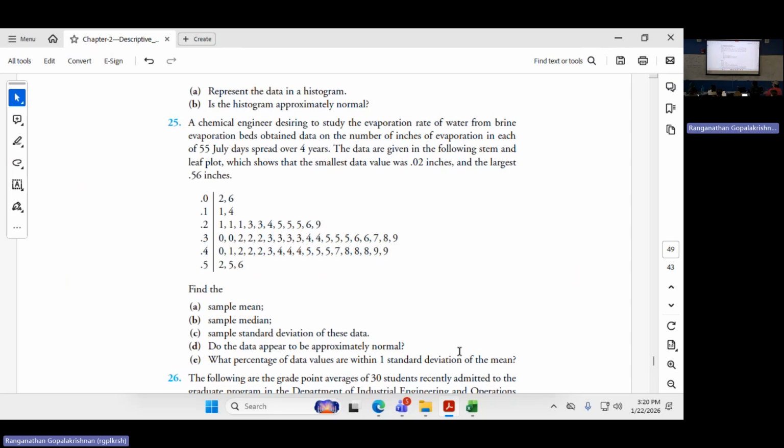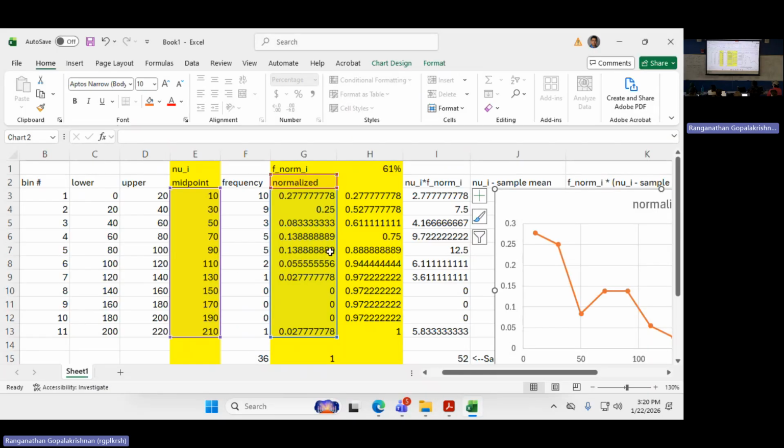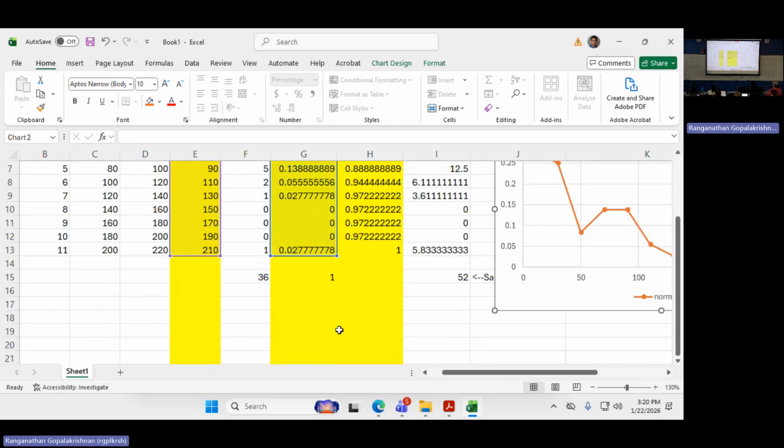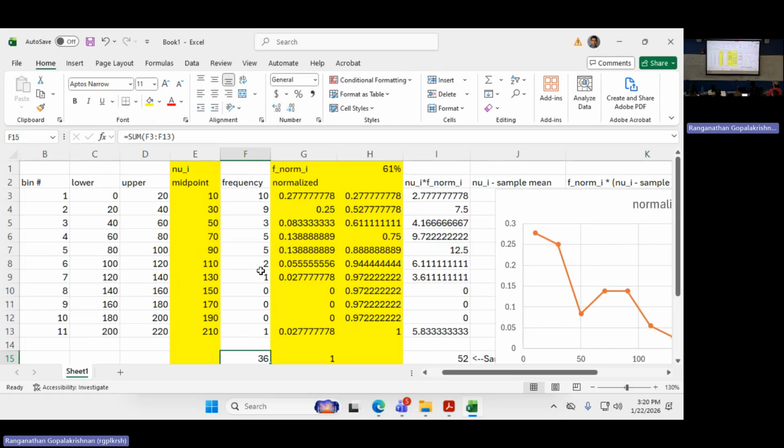In the exam, this kind of a problem, if it appears, will have this table provided to you. You don't have to do any of the hand calculations. You will be basically given the histogram, the sample mean, and the standard deviation, and you have to go through this calculation and check. Basically, if I had given you the normalized frequency, you should be able to check from there on.